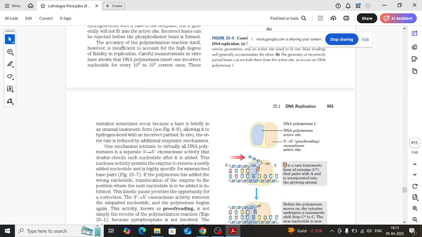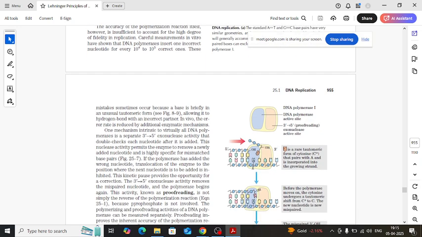So if a wrong base comes in, for example, the template strand has adenine, and suppose by mistake cytosine has been incorporated here, that will create a mismatch, right? This cytosine has a rare tautomeric form, C star, that can pair with A. If it is incorporated in the growing strand, this C-A is a mismatch. Thymine has to come here. This C-A is a mismatch.